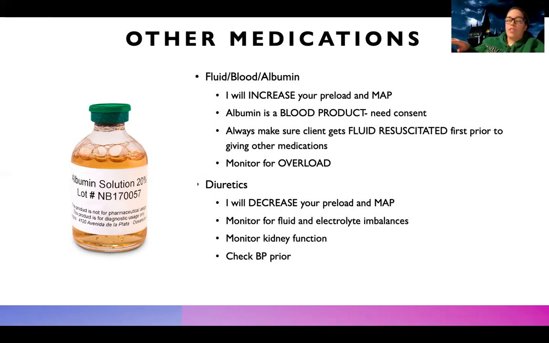So then diuretics are going to be the opposite. They're going to decrease the preload and the MAP. We need to monitor closely for fluid and electrolyte imbalances, especially the potassium, if you remember. Monitor kidney function because most diuretics can be hurtful to the kidneys. And then always want to check your blood pressure prior. Just keep in mind that diuretics are going to decrease your blood pressure. So if I already have a low blood pressure, it may not always be appropriate to give. So definitely going to need to monitor that closely.